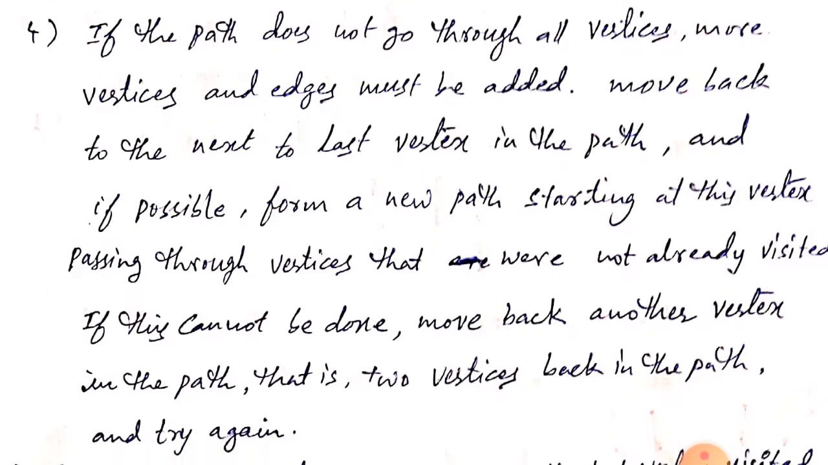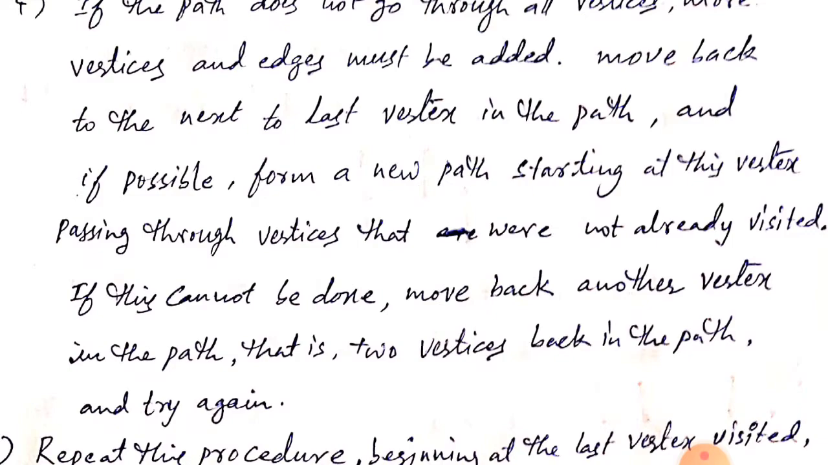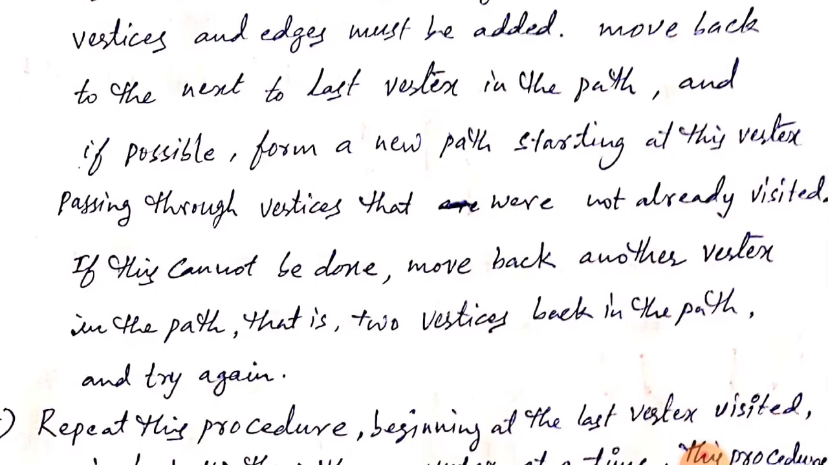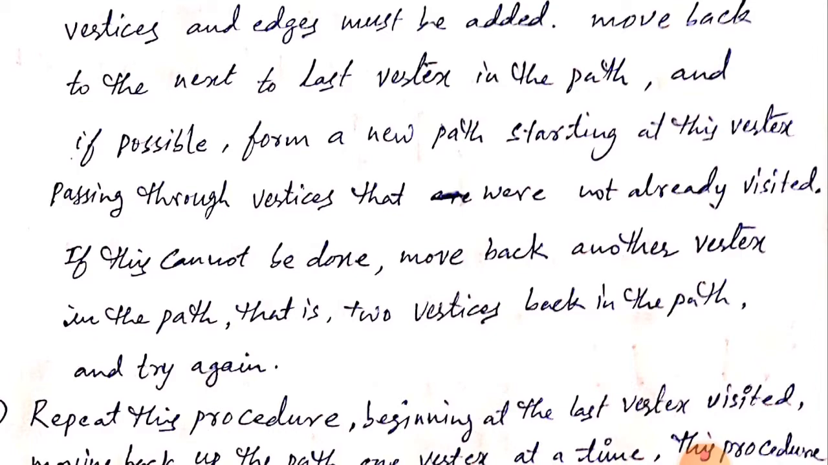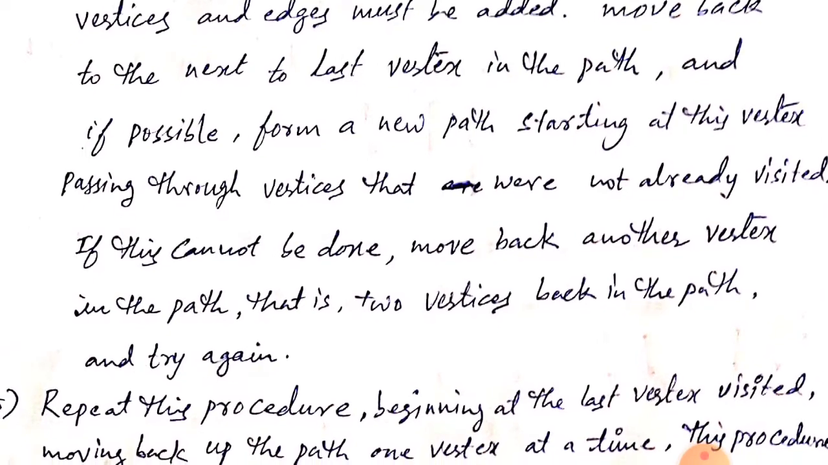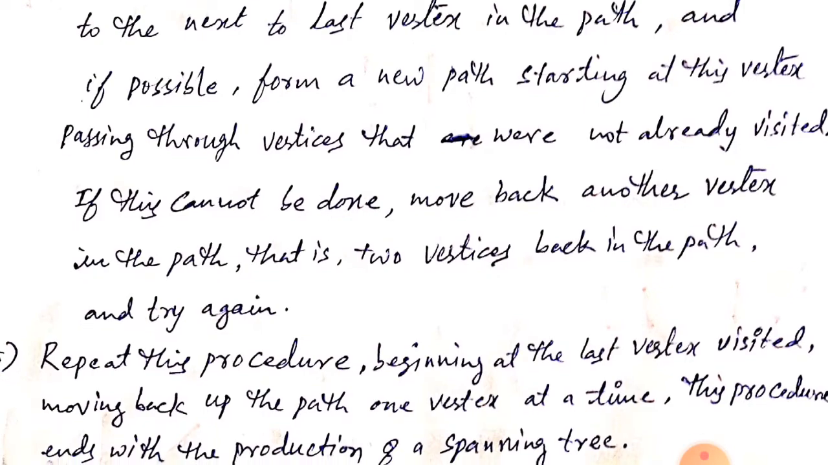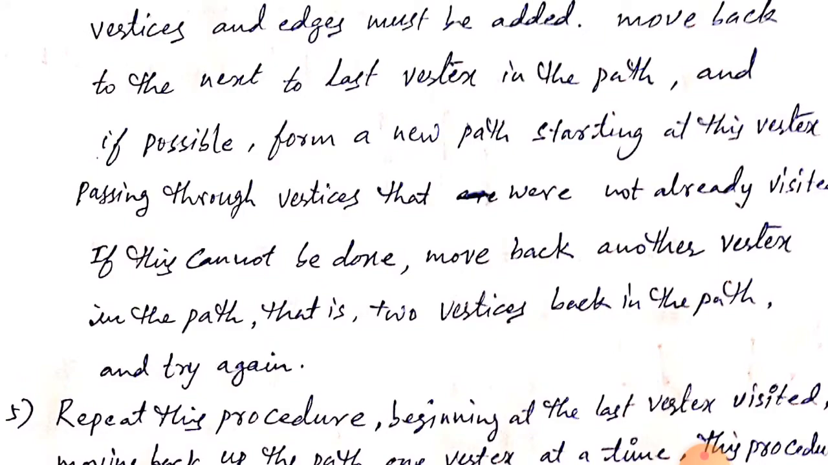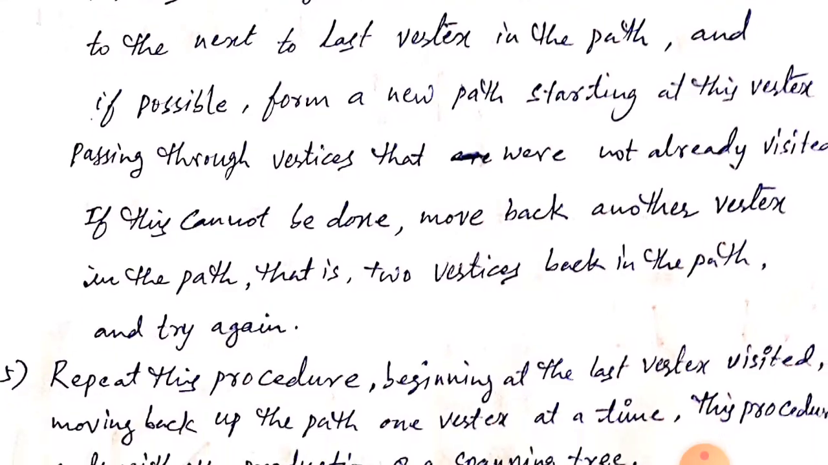Add, if possible, a new path starting at this vertex, passing through vertices that were not already visited. If this cannot be done, move back another vertex in the path, that is two vertices back in the path, and try again. So like this we have to go. Backtracking like this we have to go.